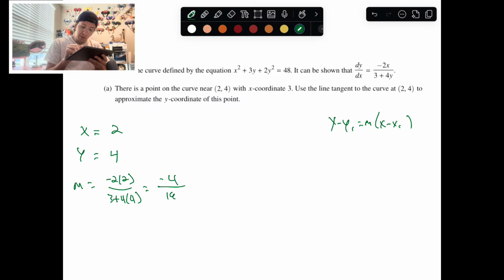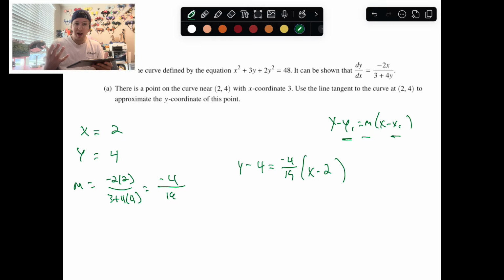So let's do this. We're going to be plugging these values into y1, x, and x1. So we have y minus 4 is equal to negative 4 over 19 times x minus 2. All right, so that is our tangent line at (2, 4), and so now we're going to use that to approximate. First, I'm going to bring that 4 over, just some arithmetic, so we have y equals negative 4 over 19 times x minus 2 plus 4.